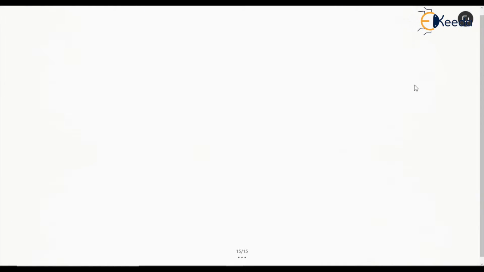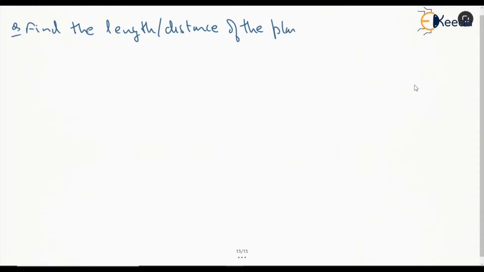So this question is, find the length, or I'll say the distance, of the plane from the origin. It is 3x plus 4y plus 12z equal to 52.